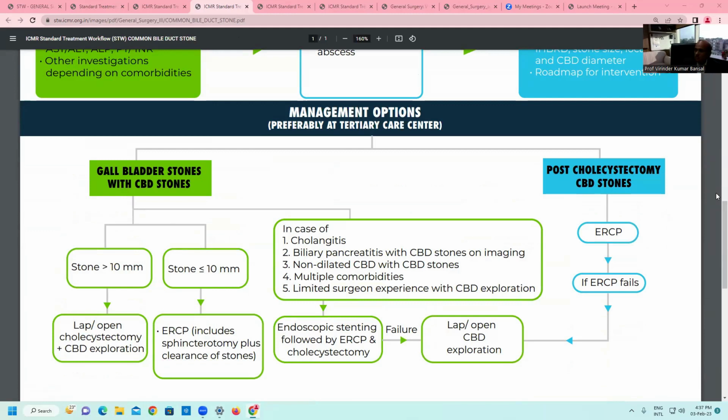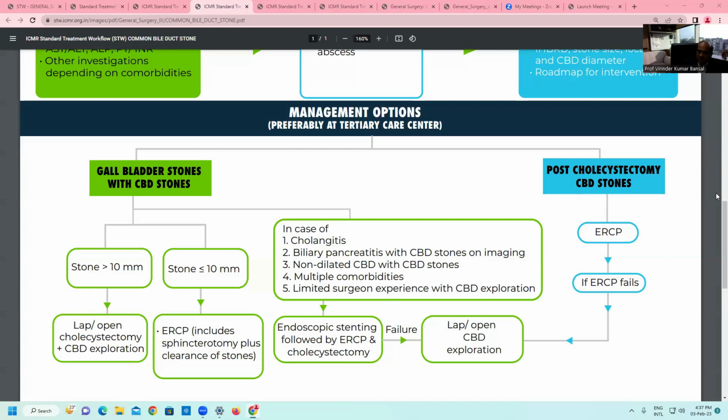That there can be actually two types of patients. Some patients who have CBD stones with gallstones, and some patients may be detected to have CBD stones post-cholecystectomy. So I think the literature is very clear that for post-cholecystectomy CBD stones, ERCP is the best line of management. But if the ERCP fails, then obviously surgical management is the best line of management.